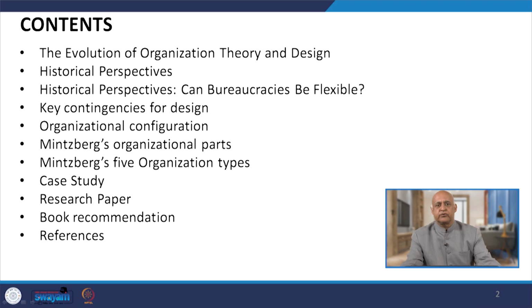In the previous session, we talked about what an organization is and what organization design is. Now, in this session, we will talk about organization theory and design, which I introduced in the previous session also. We will go into detail about the historical perspectives and bureaucracies, being flexible, key contingencies for design, organizational configuration, Mintzberg's organization parts, Mintzberg's five organization types, a case study, research papers, book recommendations and references.